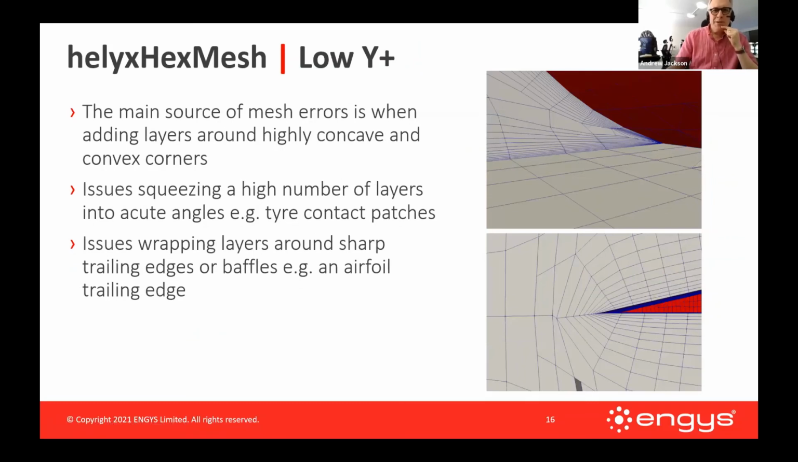Now, it works quite well for higher Y plus values, but when adding more layers and getting the first cell height smaller and smaller, the majority of the errors occur when trying to add layers in highly concave and highly convex corners. So if you think about squeezing a high number of layers into acute angles like tire contact patches, or a sharp trailing edge, for example on an aerofoil, having layers wrap around that edge can be quite a tricky problem to achieve.